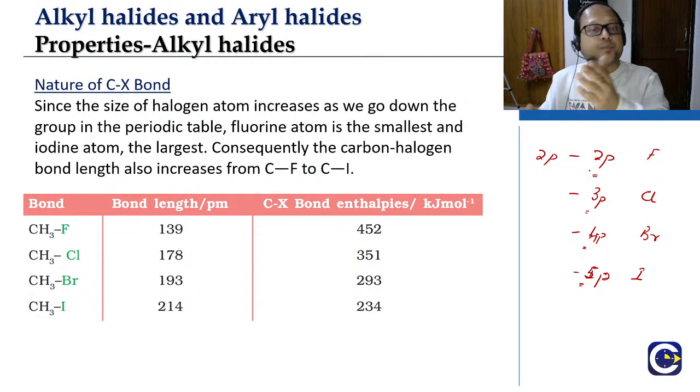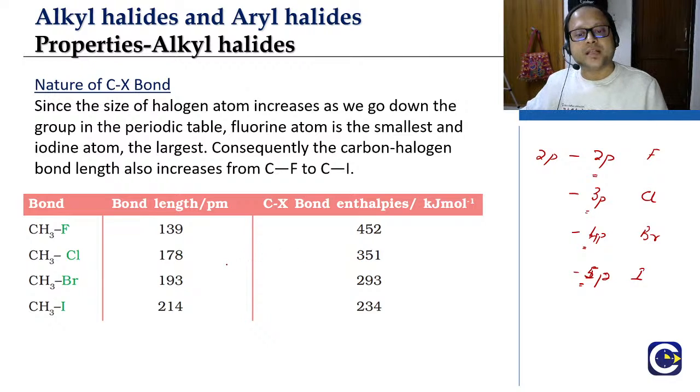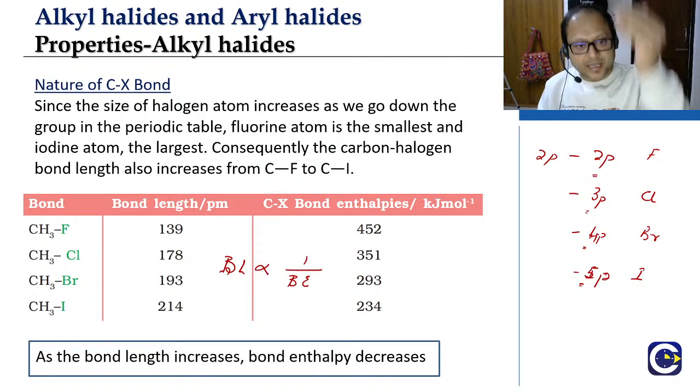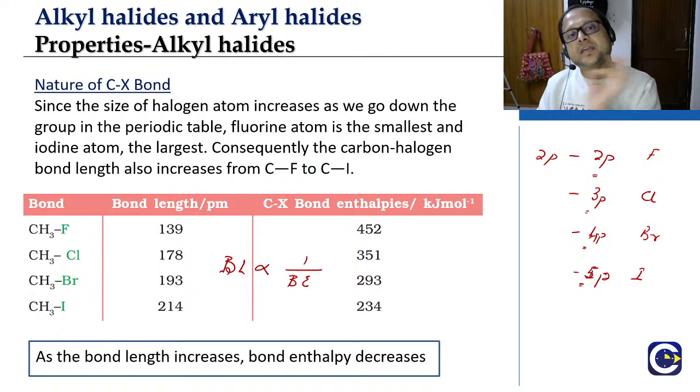So you can see that bond enthalpies are decreasing while bond length is increasing. From this experimental evidence, we can say that bond length is inversely proportional to bond enthalpy, right everyone? As bond length increases, enthalpies decrease. This explains why iodine is the best leaving group among halogens. Fluorine is the worst leaving group.